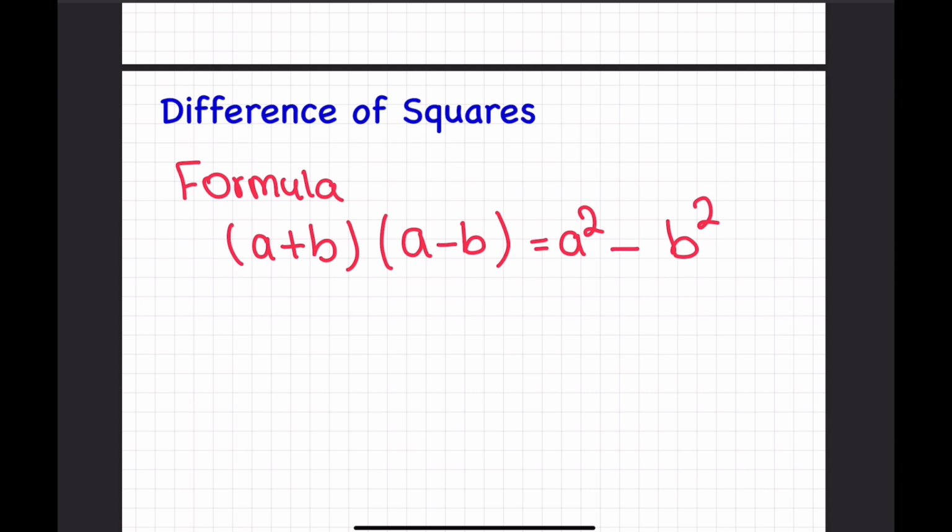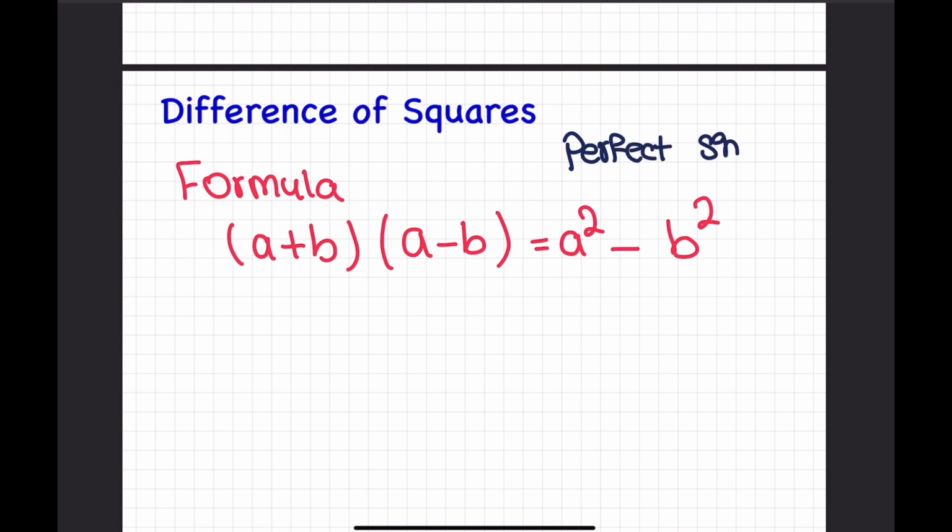So this was a basic factoring. After this one, we're going to jump to the difference of squares. For a difference of squares, there's a formula, and you need to memorize it. The formula is a plus b times a minus b equals a to the power of 2 minus b to the power of 2, what they call the perfect square.